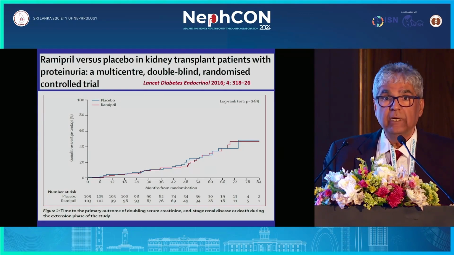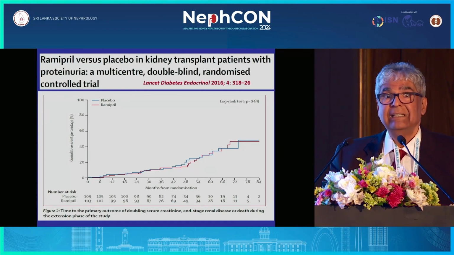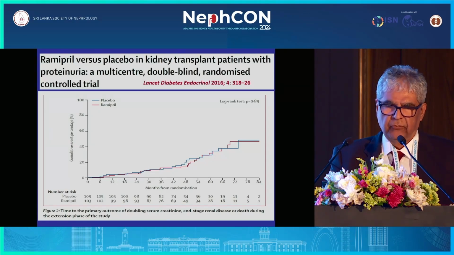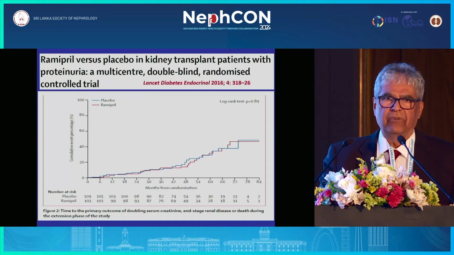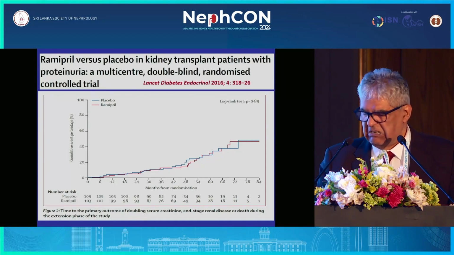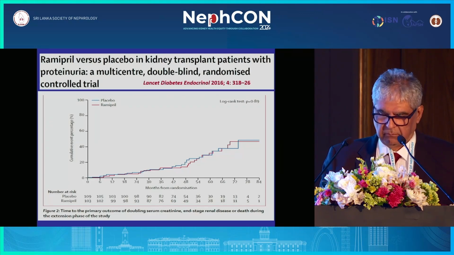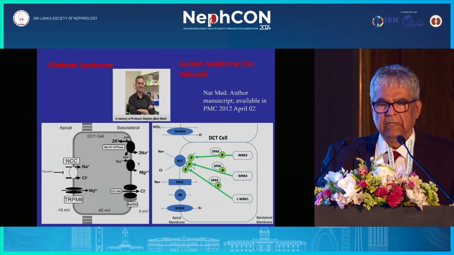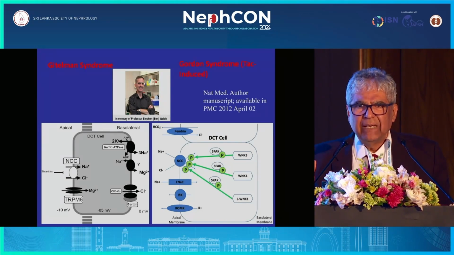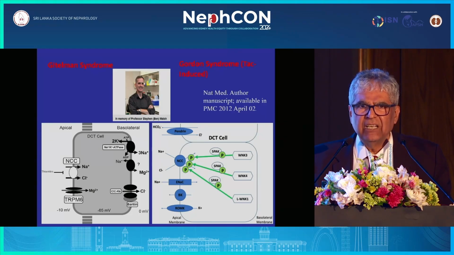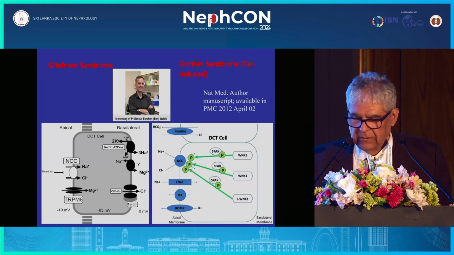So, will it work in transplant? Randomized controlled trial, no difference. It's in front of you. These are proteinuric transplant patients, randomized to placebo versus ramipril, two years data, no difference whatsoever. Because we knew that ACE inhibitors will not work in transplant. It's a different cause of hypertension.